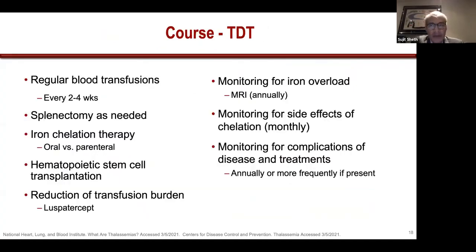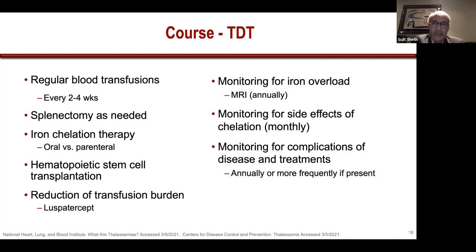The course of transfusion-dependent thalassemia, or TDT, involves regular blood transfusions every 2 to 4 weeks, depending on the size of the individual and how many units you can transfuse at each sitting. Splenectomy as needed. We've moved away from splenectomy by and large, but if it is necessary because of a very enlarged spleen or a markedly increased transfusion requirement, then it may need to be done still. Iron chelation therapy, which we'll talk a little bit more about in a few minutes. Hematopoietic stem cell transplantation, which can be done as a curative therapy. And now we have the ability to reduce transfusion burden by using the drug luspatercept, which we will also talk about a little bit later.